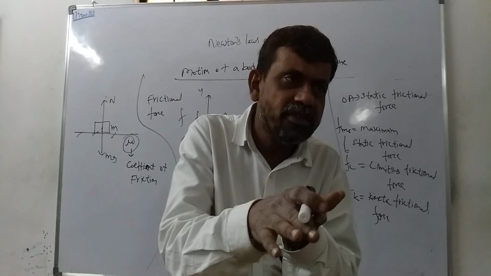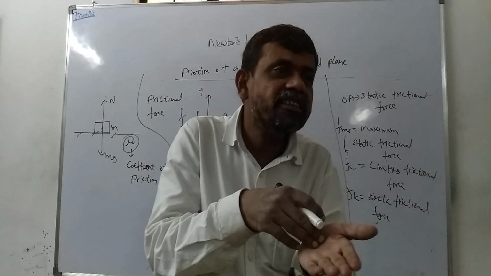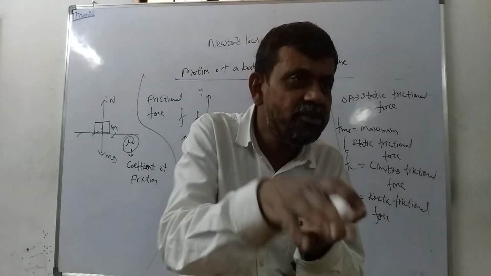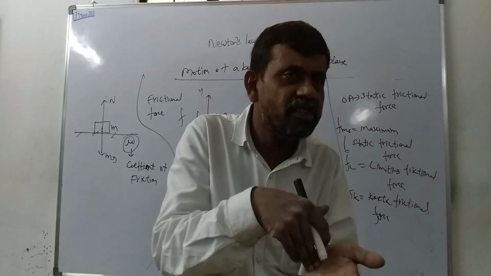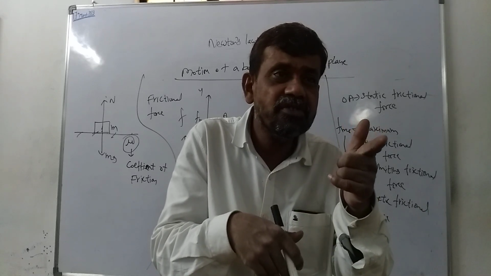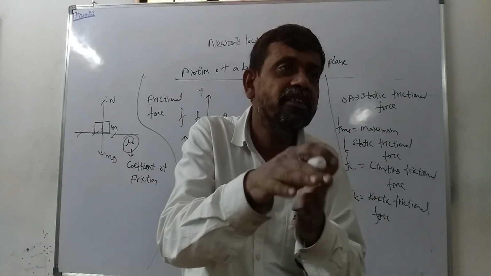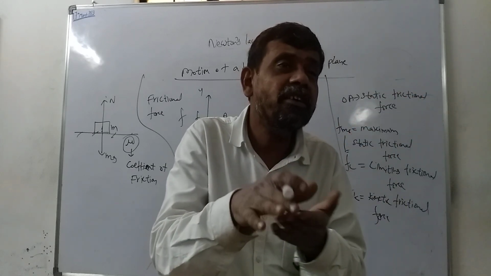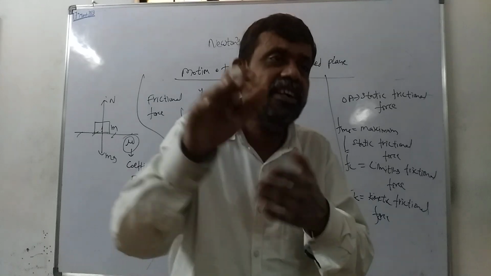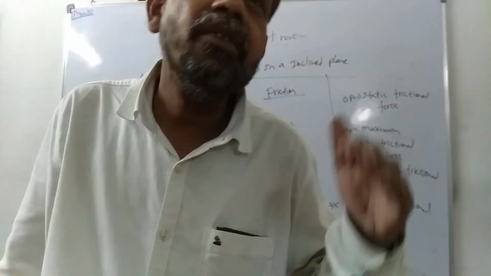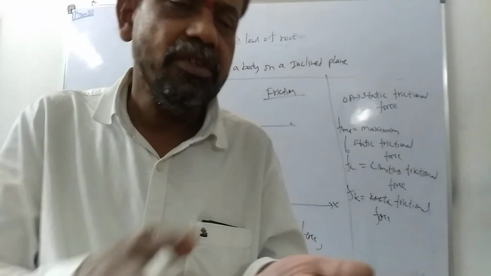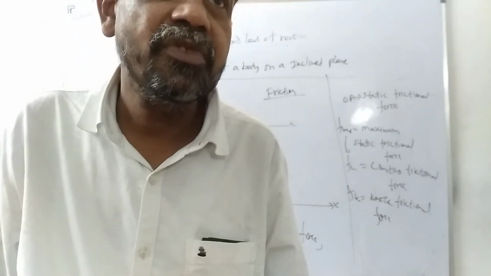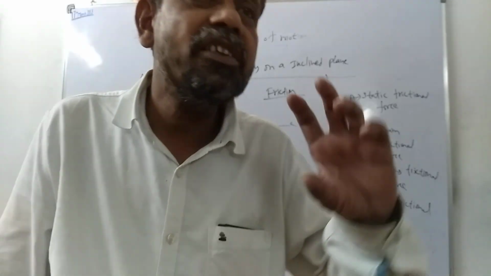I applied 20 newtons, and the same 20 is generated. This is called static frictional force. 30 applied, 30 generated. 98 newtons applied, 98 newtons of frictional force generated. What is the maximum force? 100 newtons. At 100 applied, it is ready to slide. Next I apply 100.05, and it slides. When it is sliding, some frictional force exists between that body and the surface. That is called kinetic frictional force. Clear now?